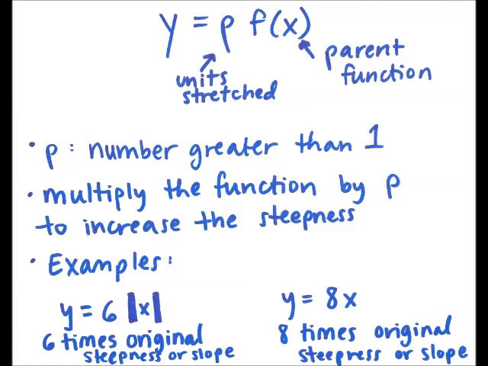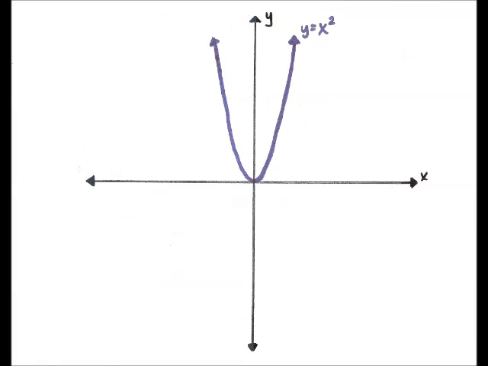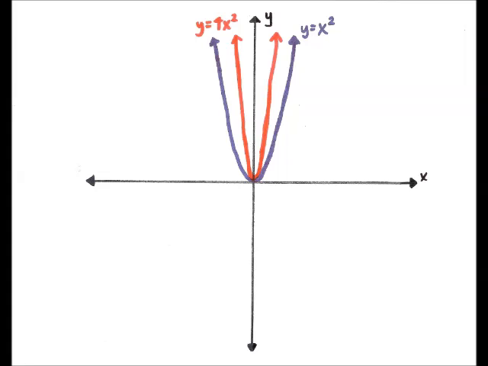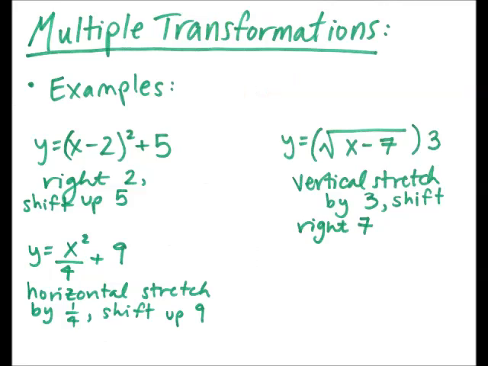An example of this is the parent function y equals the absolute value of x, changed to y equals 6 times the absolute value of x, which increases the graph to 6 times its original steepness. The same goes for y equals x changed to y equals 8 times x, which increases the graph to 8 times the original steepness. You can also look at vertical stretch graphically, with the parent function y equals x squared changed to y equals 4x squared. It increases the graph to 4 times the original steepness.